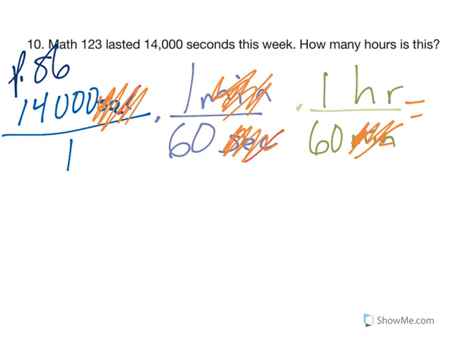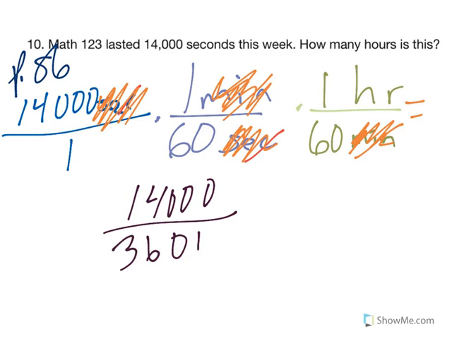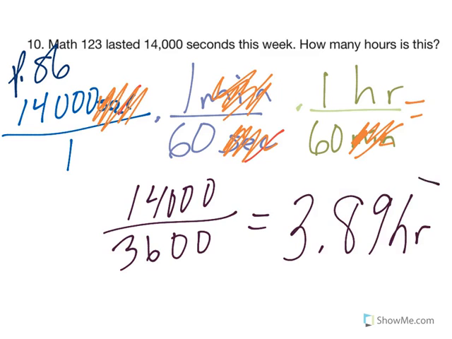So when I look across the top, I've got 14,000 on the top. 60 times 60 is 3,600 on the bottom. So when I divide 14,000 by 3,600, I round and I get 3.89 hours. So Math 123 lasted 14,000 seconds this week. I would like you right now to do number 11 on page 86.